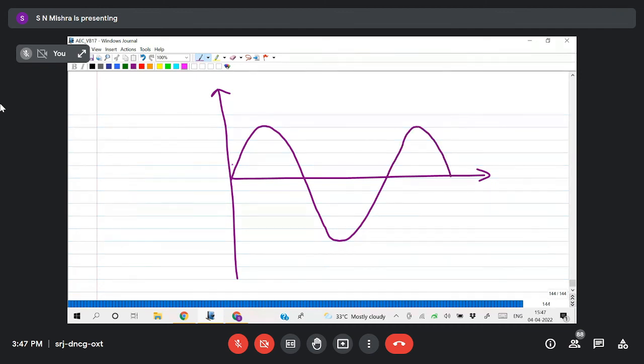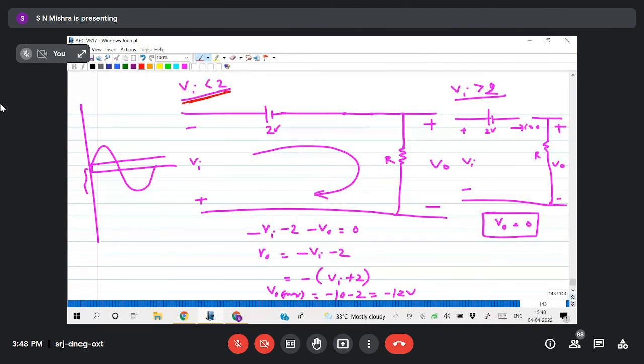First I am drawing 2 volt. So this is your 2 volt. Now whenever input is less than 2 volt, this is your 2 volt, this is your 10, this is your 0, this is minus 10. All the labels are drawn. So whenever input is less than 2, output voltage is minus 12.